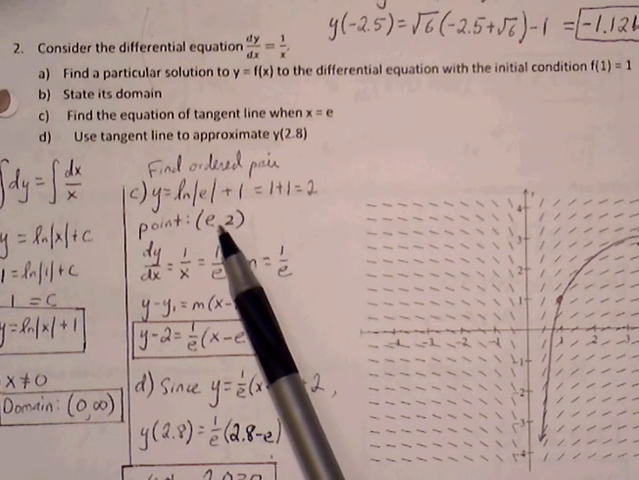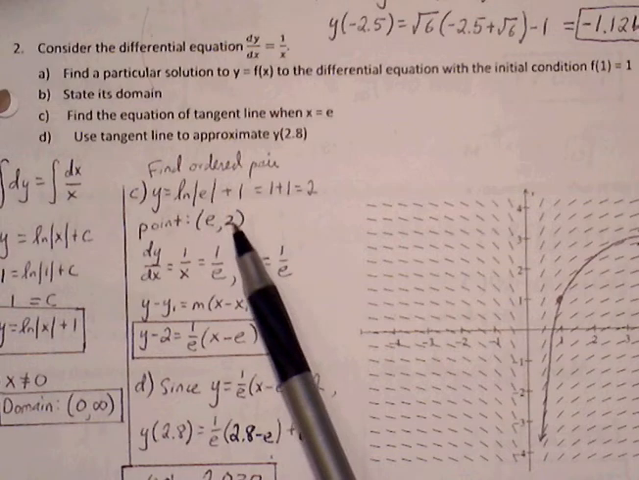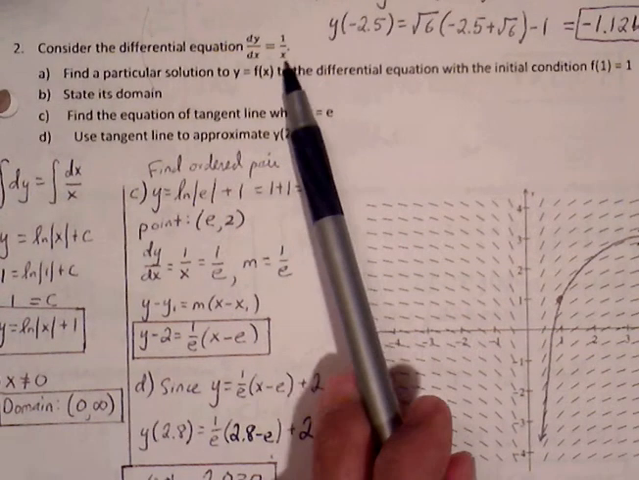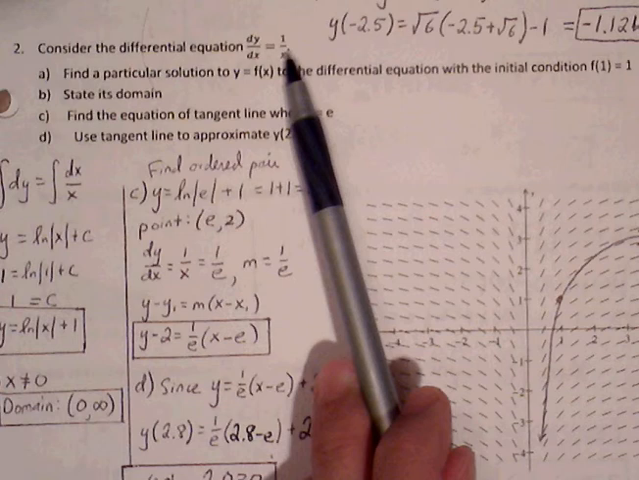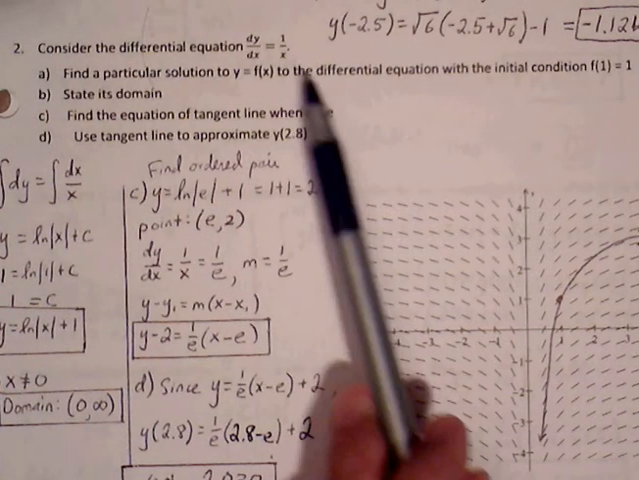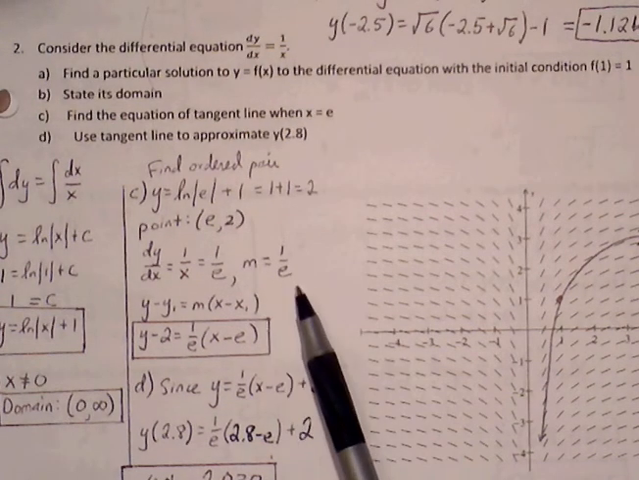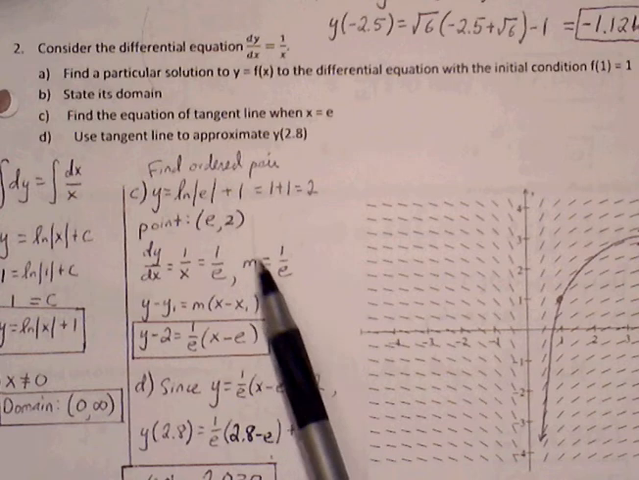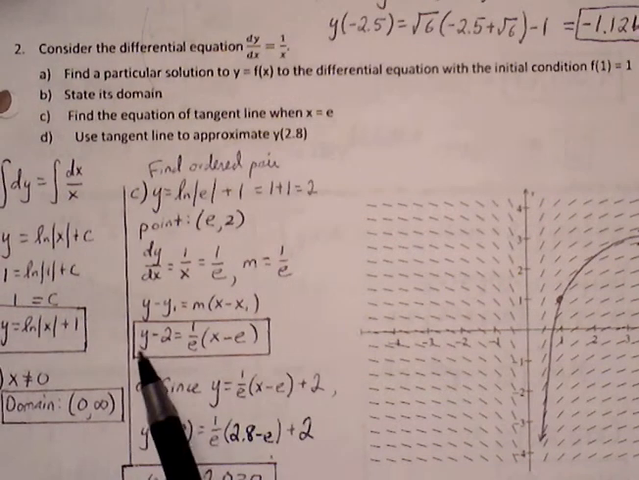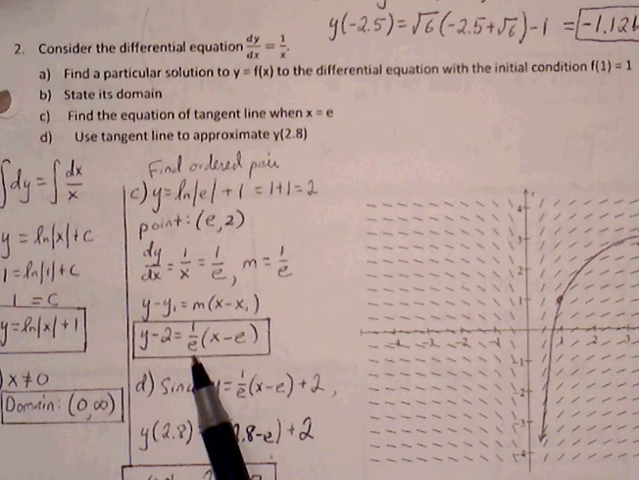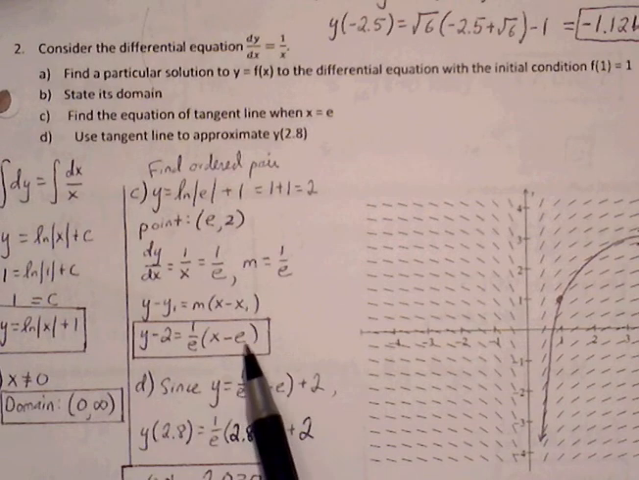Now if I want to find my slope, I go to my derivative function, right? So derivative function is just 1 over x. So 1 over x, my x value is e, so 1 over e. So that's my slope. I have my point, I have my slope. Plug into point slope. Y minus 2 is equal to 1 over e times x minus e.